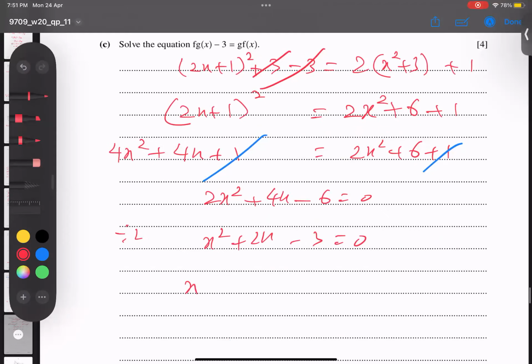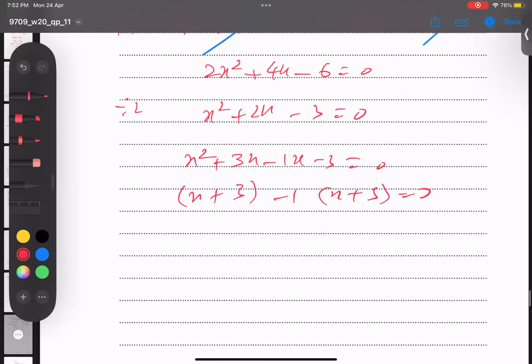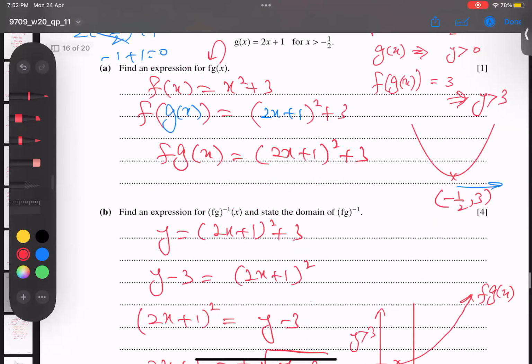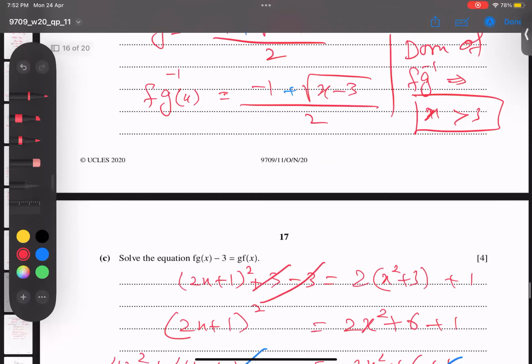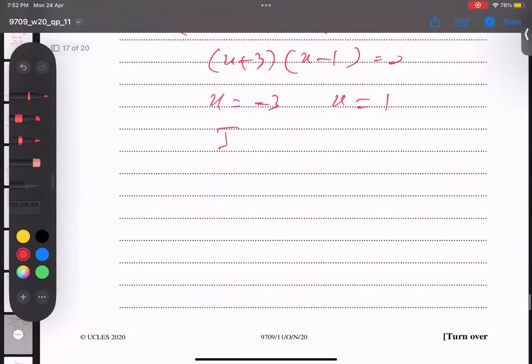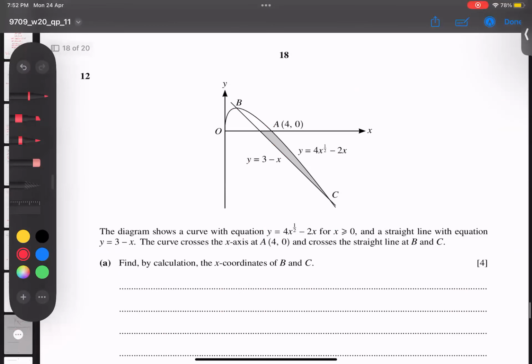And now factorization: 3 ones are 3. I'm getting x plus 3 and x minus 1. I got two answers, minus 3 and 1, and this one is ignored. Why ignore? This is out of range, you know. X is negative 3 is not there. So that is why we have to ignore this only. So this is my answer. I hope the point is very clear.